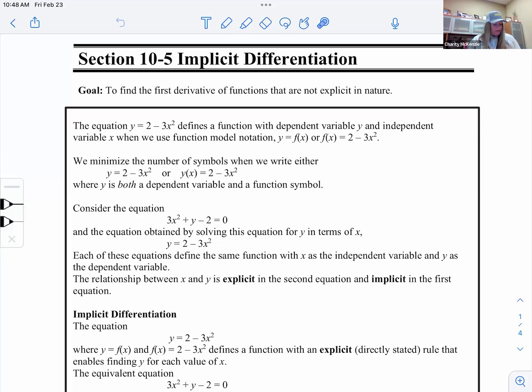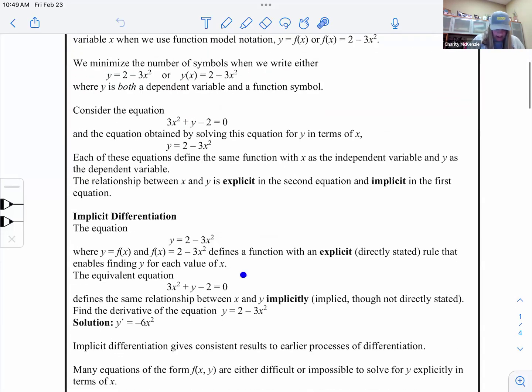So a direct comparison, they try to write it here. They're basically saying when we look at a function like this, it's directly stated, and then they say this one is explicit, this one's implicit. So these are stating the same thing, but written differently.